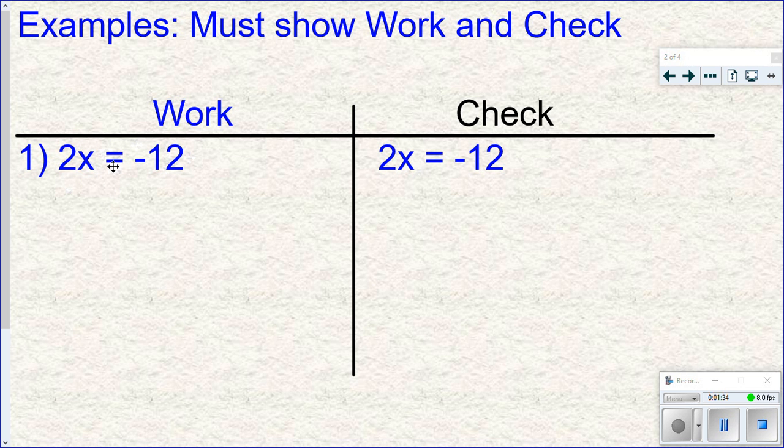So it's really important that you don't do these in your head and that you learn the proper way to show your work. If you learn these steps correctly in the beginning, it'll make your life so much easier when you get into multi-step equations.